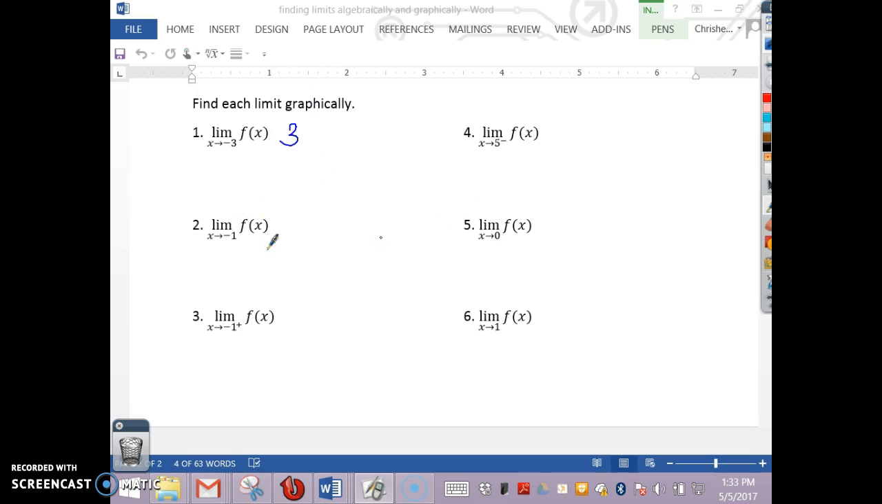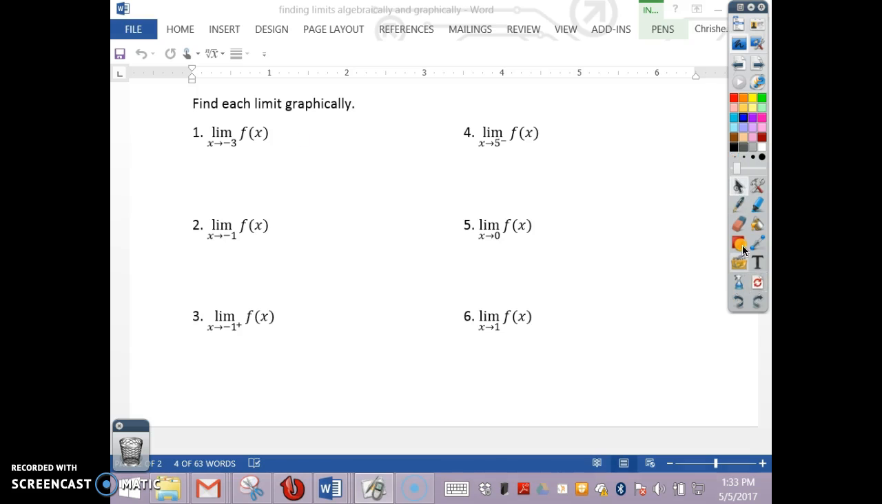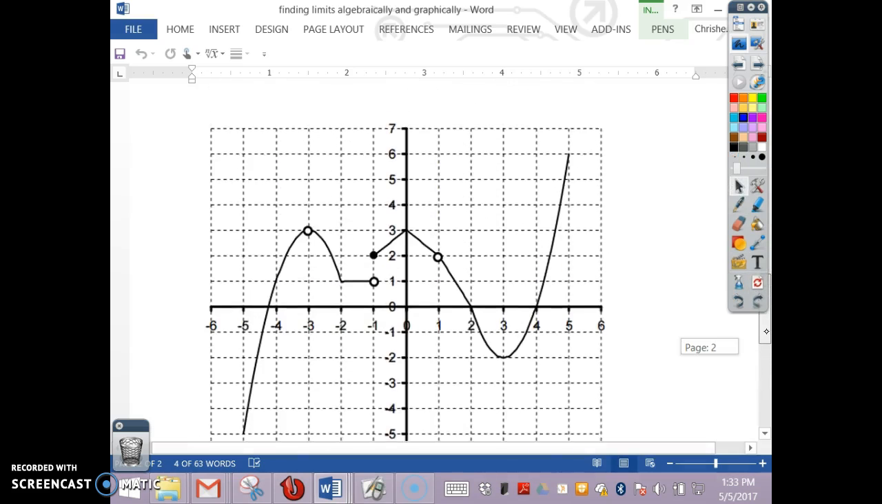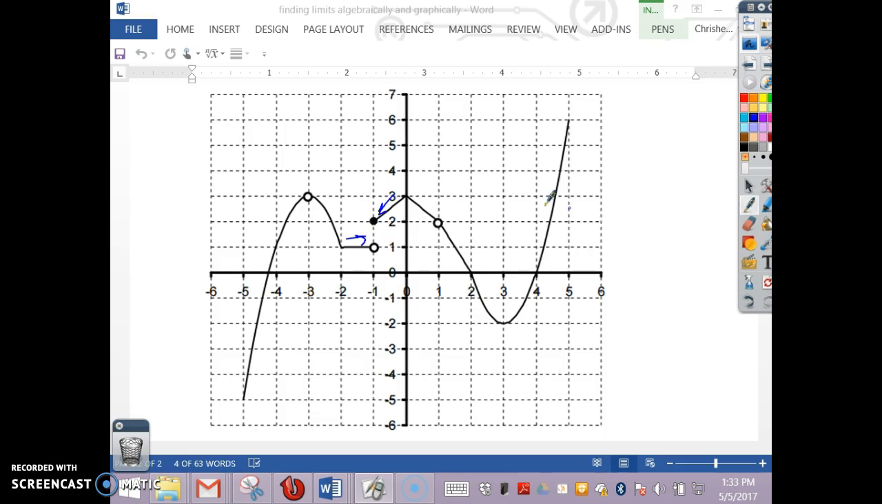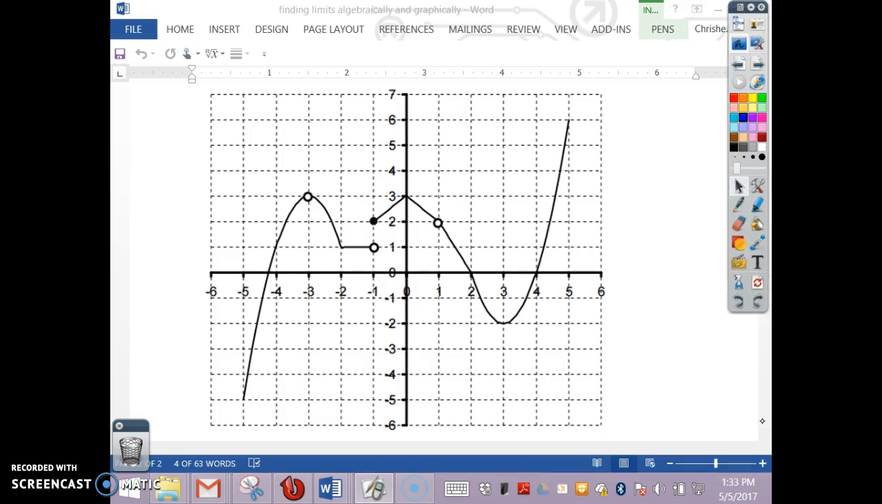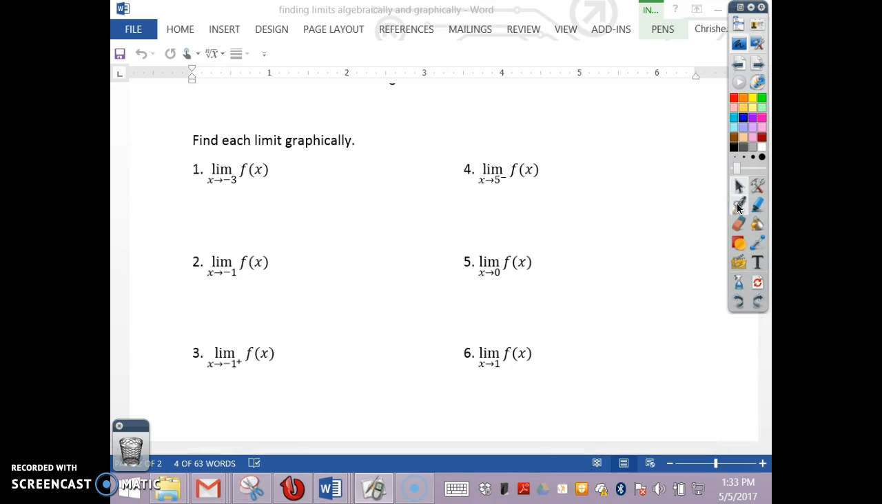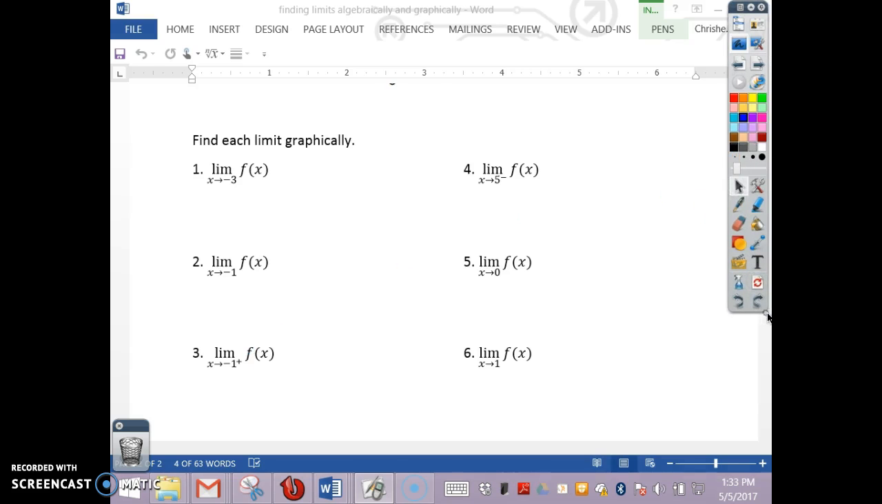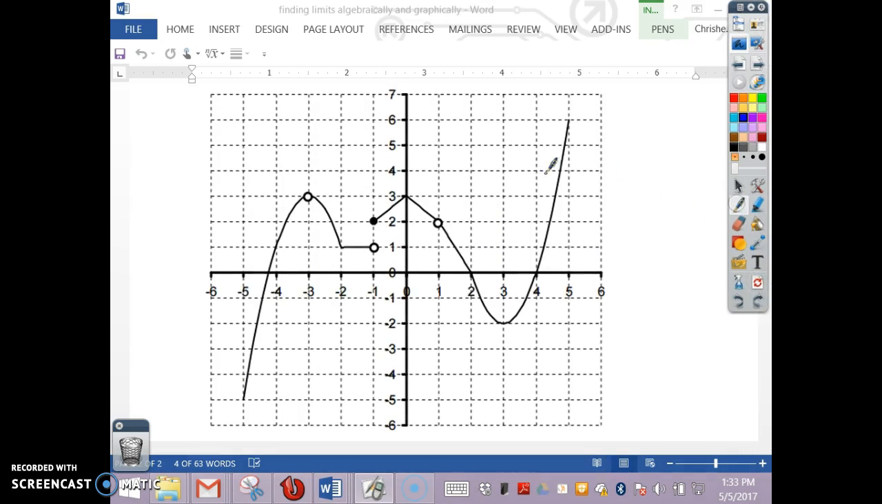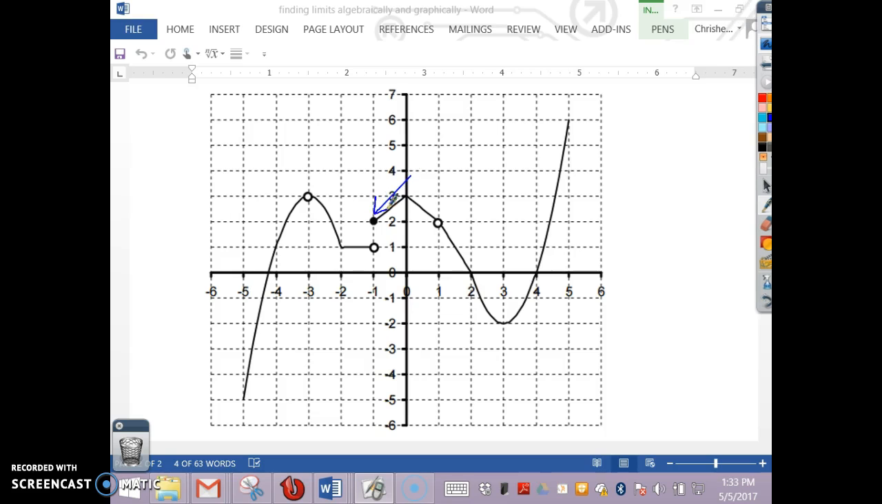What about negative 1? So let's look at it. Let's go to negative 1. Nope, we're going to 2 different spots, here and here. That doesn't exist. The limit does not exist. Let's look at negative 1 from the positive side, though. So just coming from the right, what are we getting close to? 2?